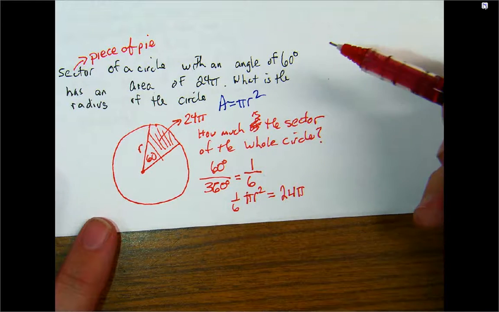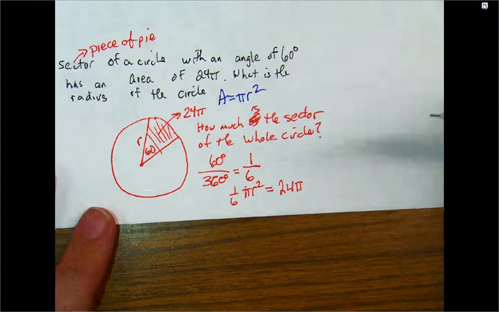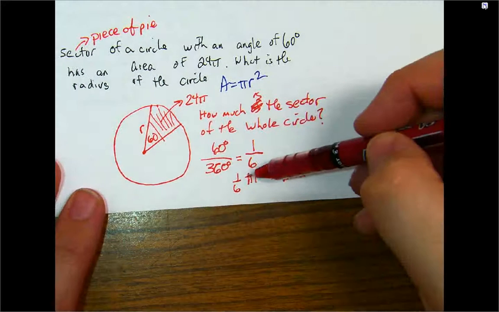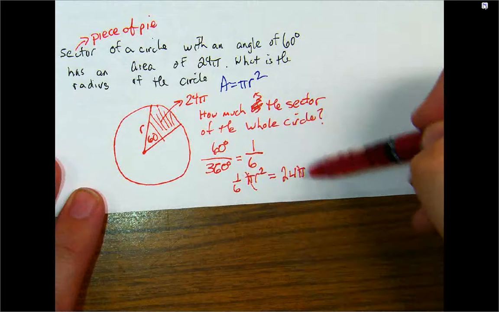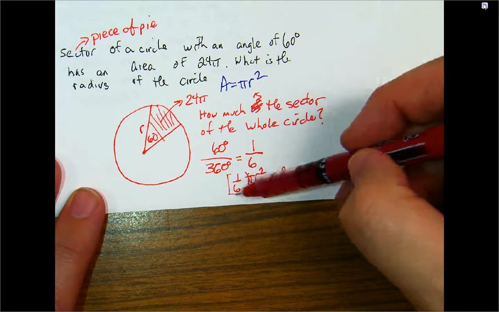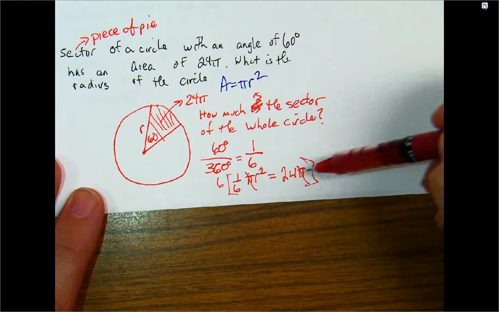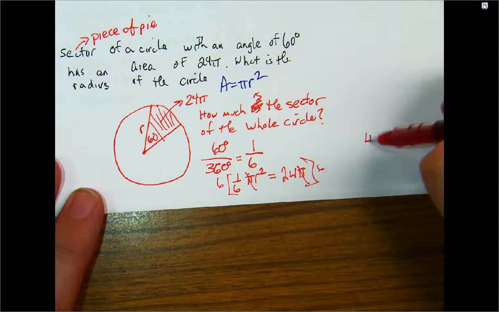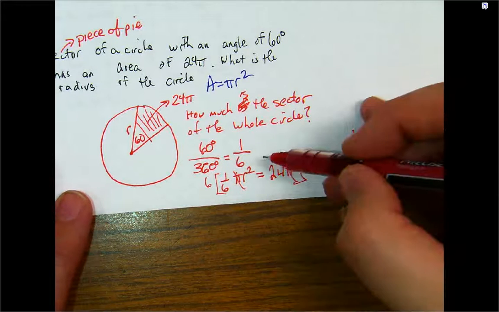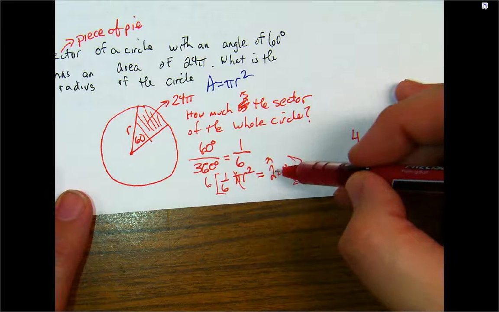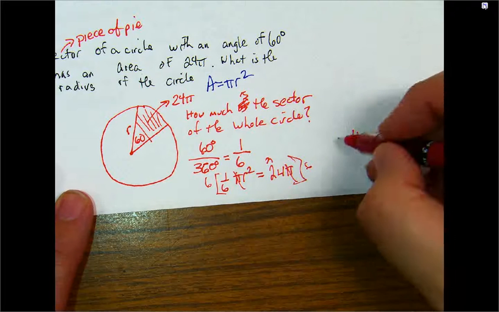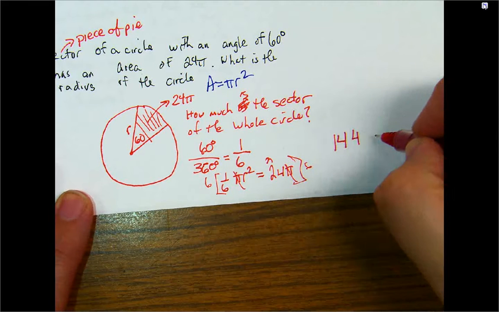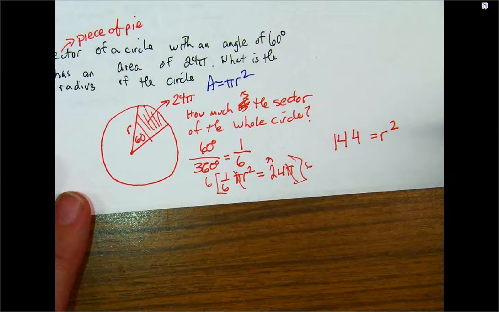So the pi's divide out, multiply by 6. 6 times 4 is what? 24. So carry the 2. 6 times 2 is 12. Carry the 2 is 144. That's got to be equal to r squared. They rigged the problem for us. So what's r? R has to be 12.